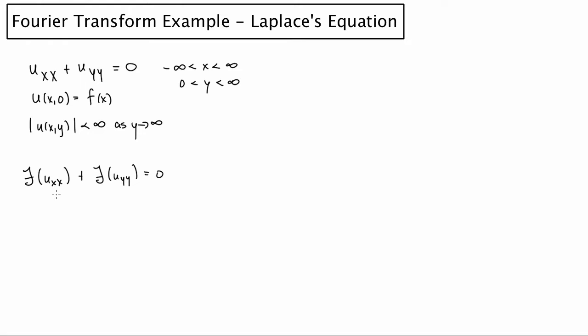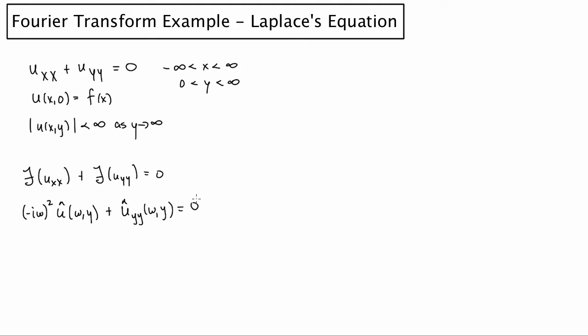When I take the transform of u_xx, I have a property that says that creates two copies of i omega, so minus i omega squared, and then we get u hat of omega, y, since x transforms to omega and y stays y, plus the Fourier transform of u_yy. It's going to ignore the y derivatives. They just go outside the integral. And then the Fourier transform of 0 is 0.